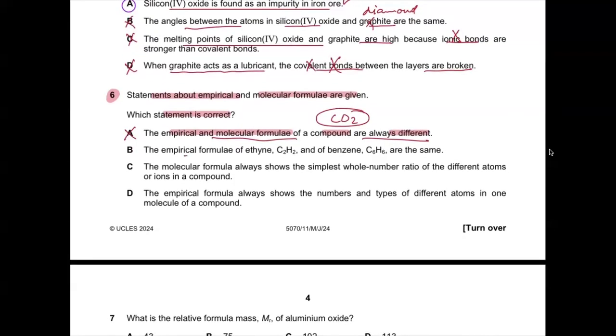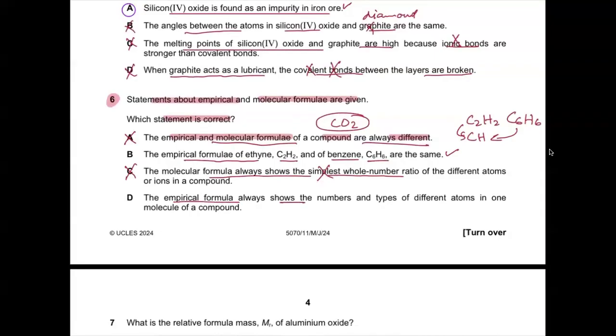The empirical formula of ethyne and benzene are the same. What is the empirical formula of ethyne? It is CH, right? What is the empirical formula of C6H6, benzene? It is also CH. Yes, it seems correct. The molecular formula always shows the simplest whole number ratio? No, it shows the actual number of atoms of each element, not the simplest ratio. The empirical formula always shows the number and types of different atoms? No, it shows the simplest ratio. So C and D go wrong, and B is the correct answer.